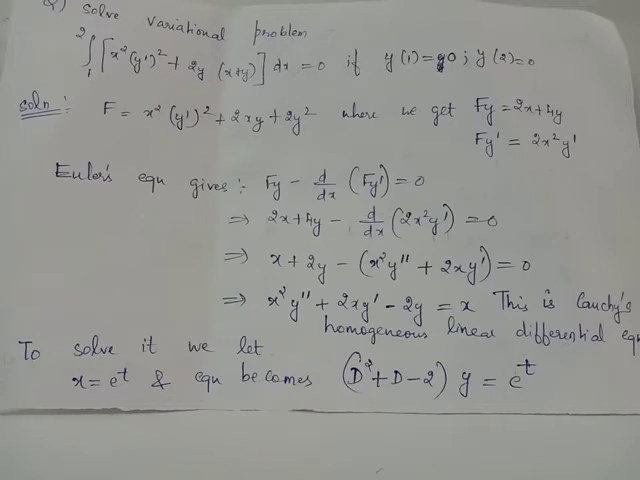equals 0. On simplification, we get the equation x² y'' + 2x y' − 2y = x. This is Cauchy's homogeneous linear differential equation. To solve such equations, we use the substitution x = e^t, so that Cauchy's equation transforms to the equation (D² + D − 2) applied on y equals e^t.